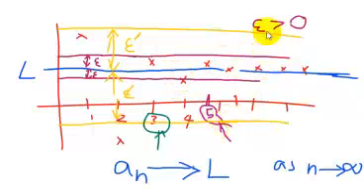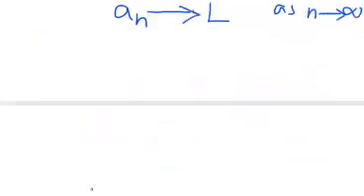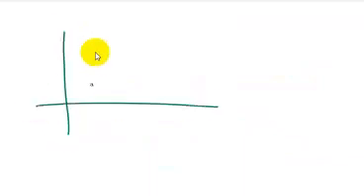So definitely this index depends on epsilon. Now let's consider another sequence which is not convergent. This is an alternative sequence.